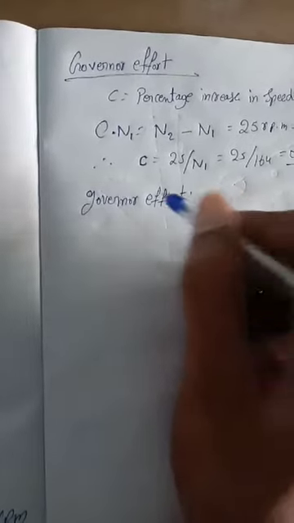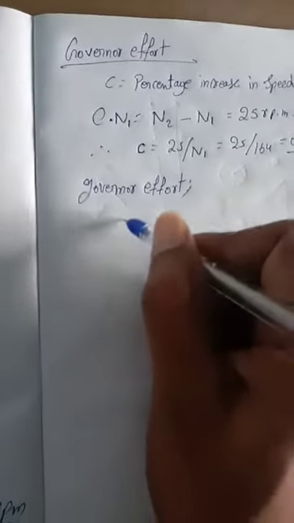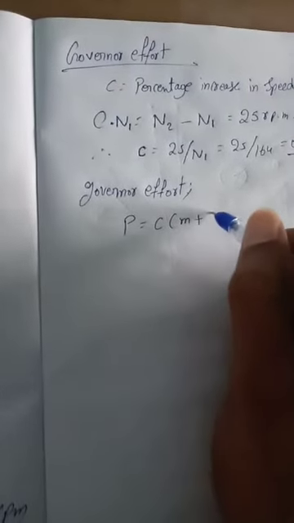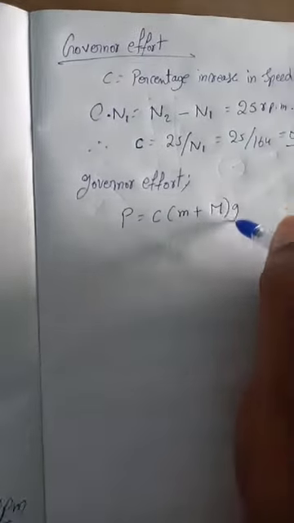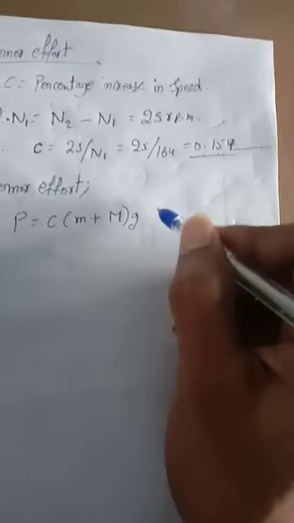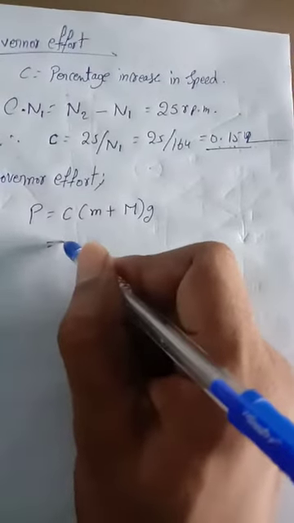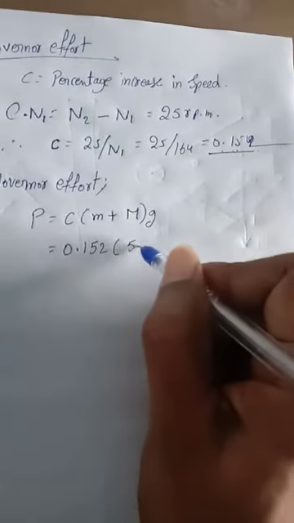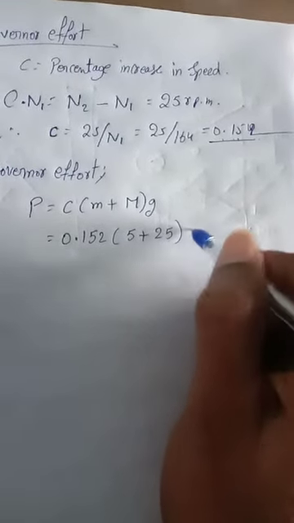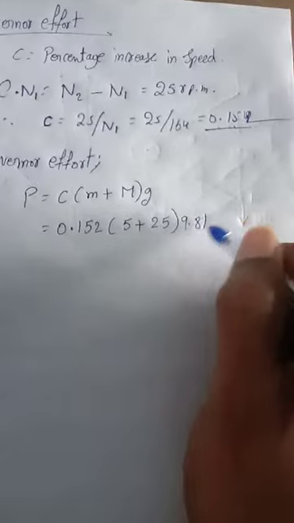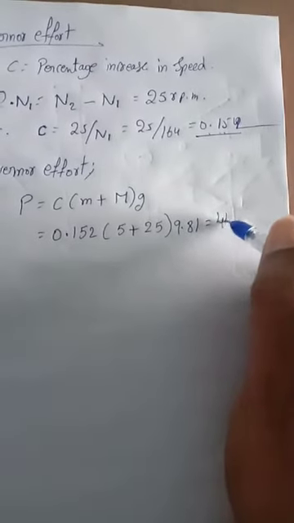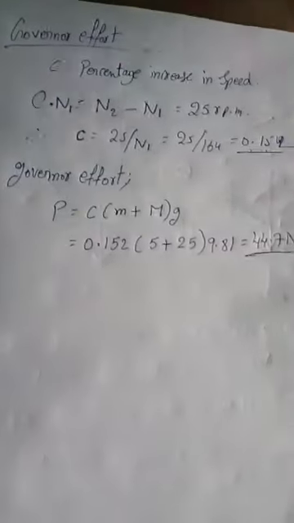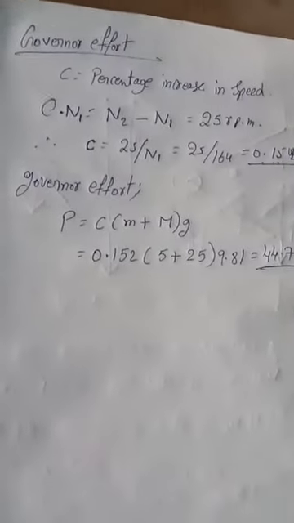So now we know the governor effect. P is equal to c into (m plus capital M) into g, so that is equal to 0.152 into (5 plus 25) into 9.81, so it will come to 44.7 newtons. This is the effort of the governor.